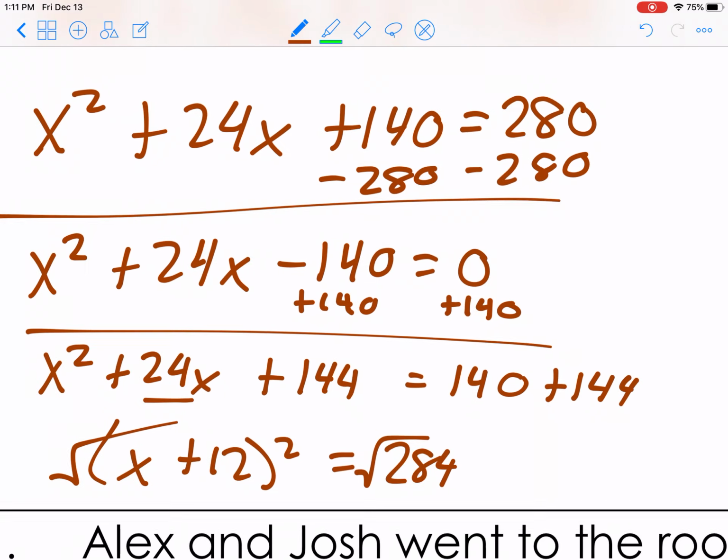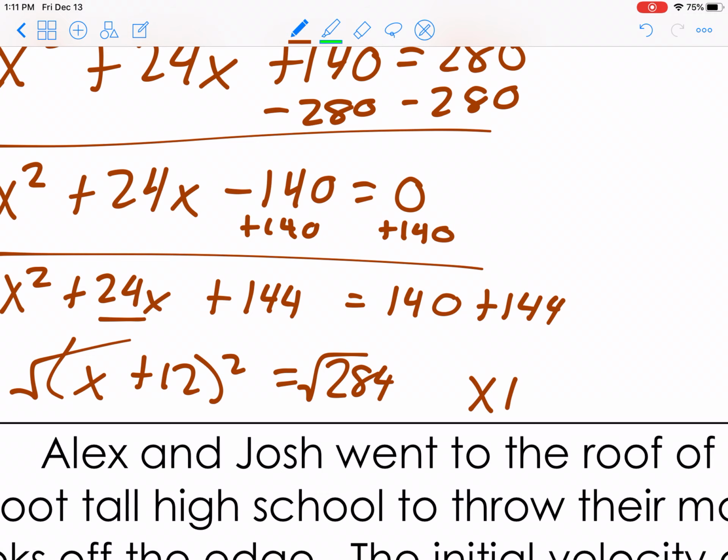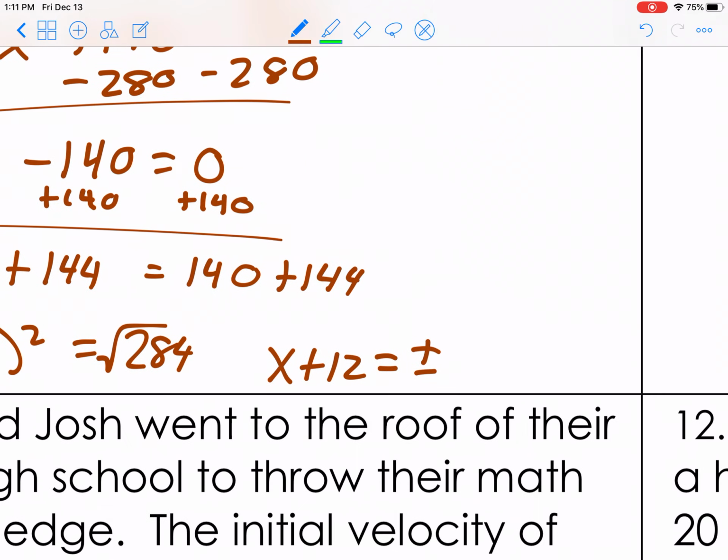Now I can take the square root of both sides. I'm running out of room. X plus 12 equals plus or minus the square root of 284. 284 divided by 4 is 4 and 71. 71 is prime. Let's see, the square root of 71 is about 8, so I just need to test up to 8. It's not even, not a multiple of 3, 4, 5, 6, 7. Nope. Okay, so this would simplify to 2 root 71.